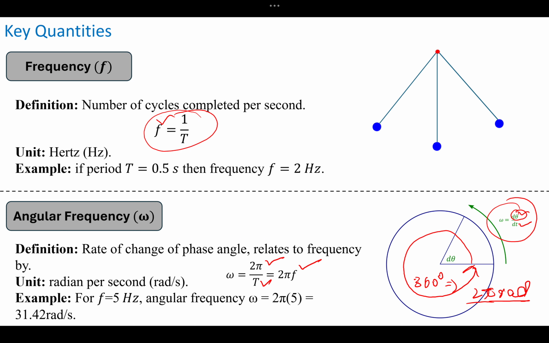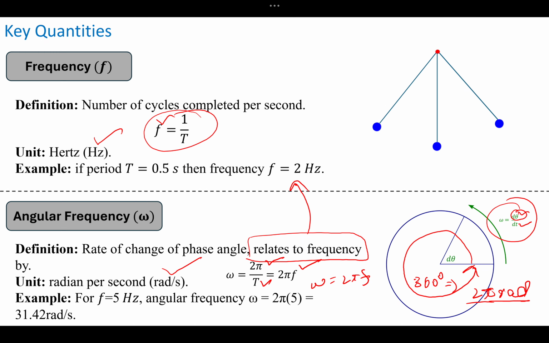So it gives you a relation. This is why we wrote here that it relates to frequency. So this is the relation. If you know the number of cycles per second, you can calculate the number of radians per second. If you know the number of radians per second, you can calculate the number of cycles per second. So they are related, and the equation is given as omega is equal to 2 pi f.